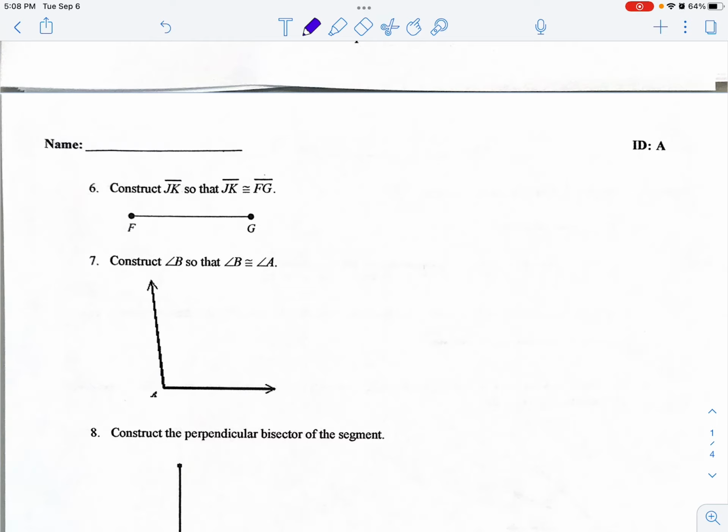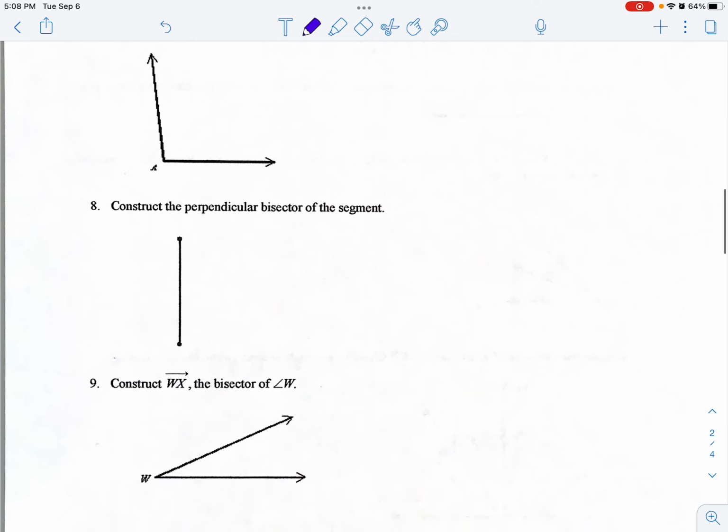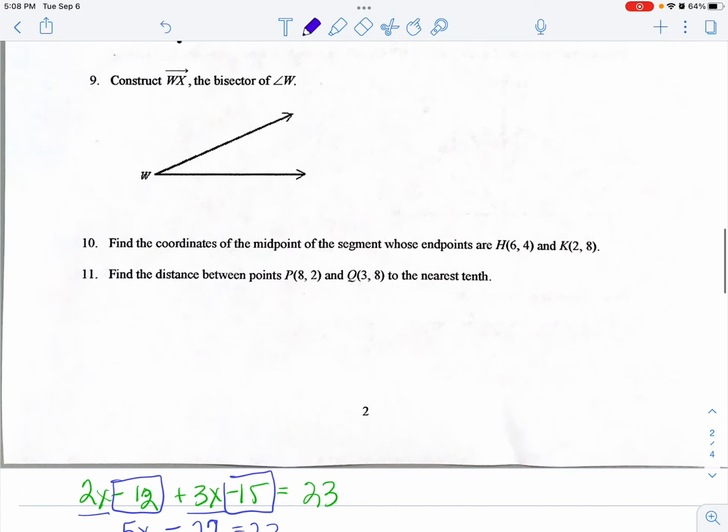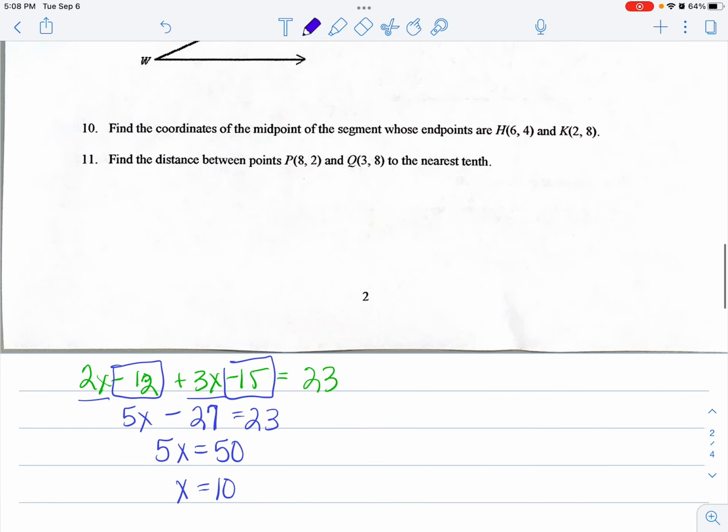If you want to look over the constructions for number 6, 7, 8, or 9, please refer to the link in Google Classroom that I have mentioned so many times. Those constructions have been done since last week, and they're on YouTube. So go look at those and practice, practice, practice.